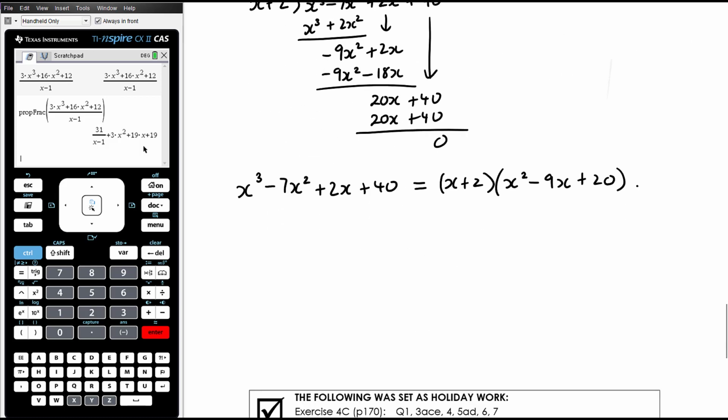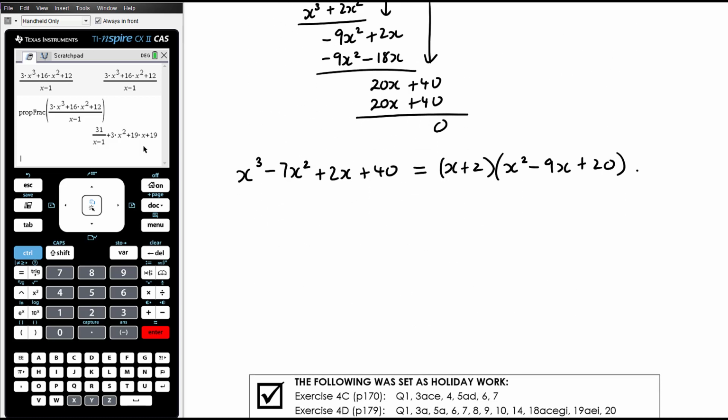So we want to fully factorise. If we can factorise this quadratic further, we need to do that, and in this case we can. It's a simple quadratic. Factors of 20 that add up to negative 9 are negative 4 and negative 5. And so there is our fully factorised polynomial.